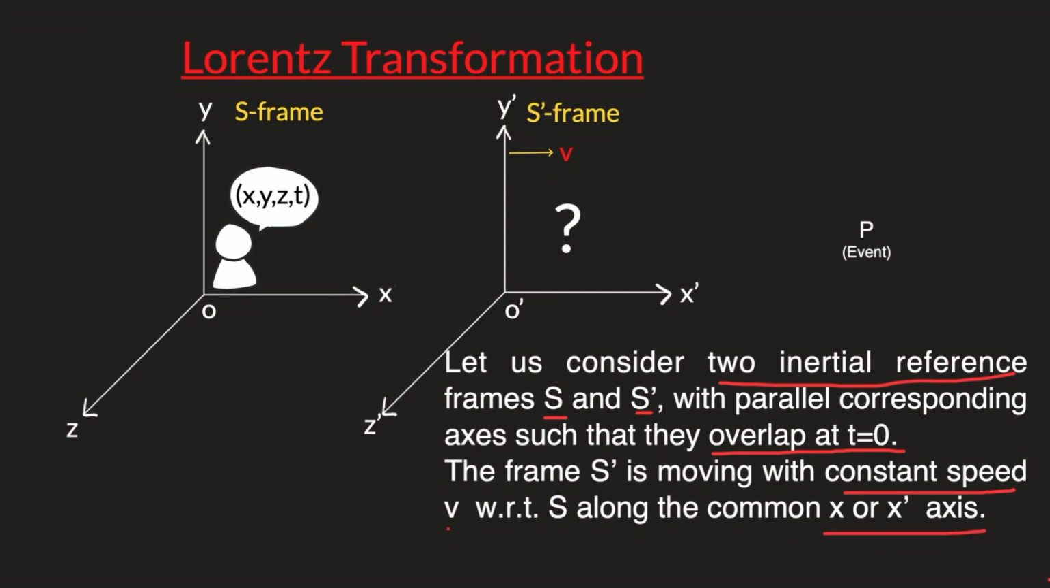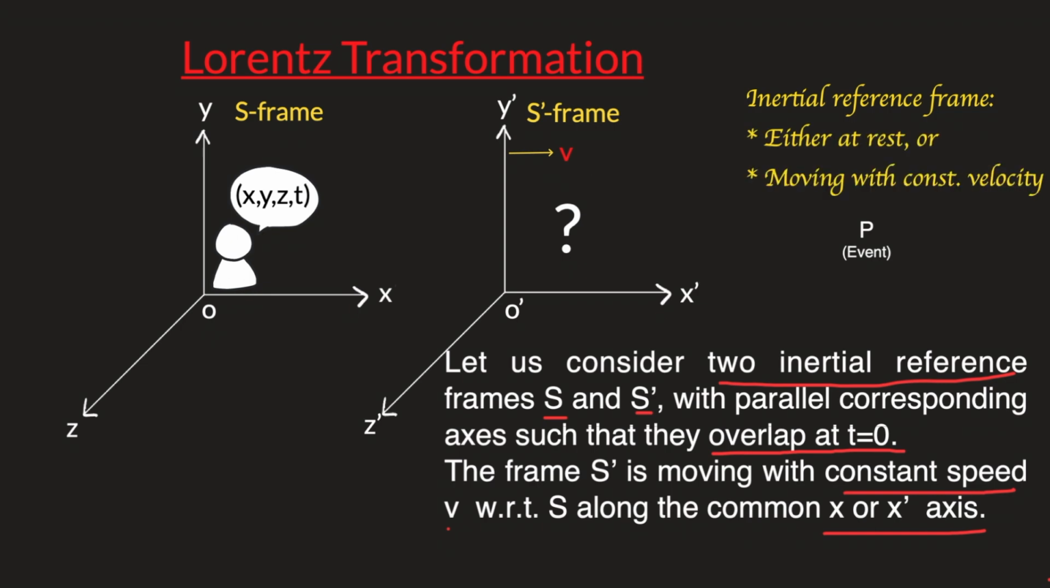Here it is important to note that in special theory of relativity, we always consider inertial reference frames. That means the reference frames which are either at rest or moving with constant velocity. Therefore, the relative velocity v between the two frames is always constant. The frames are never accelerated.